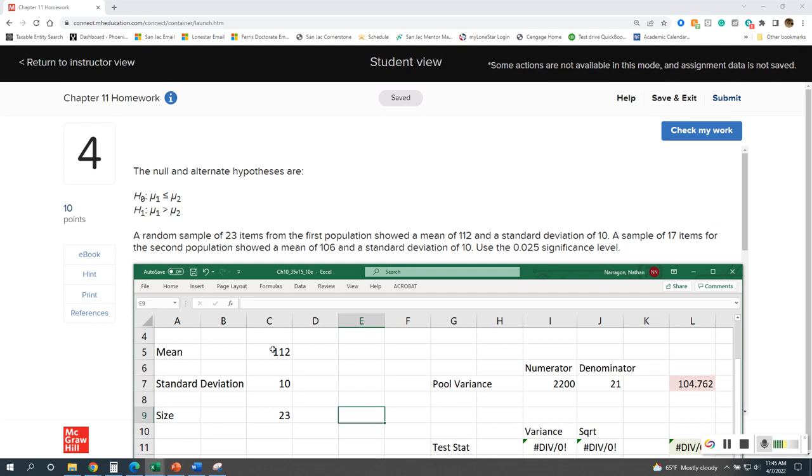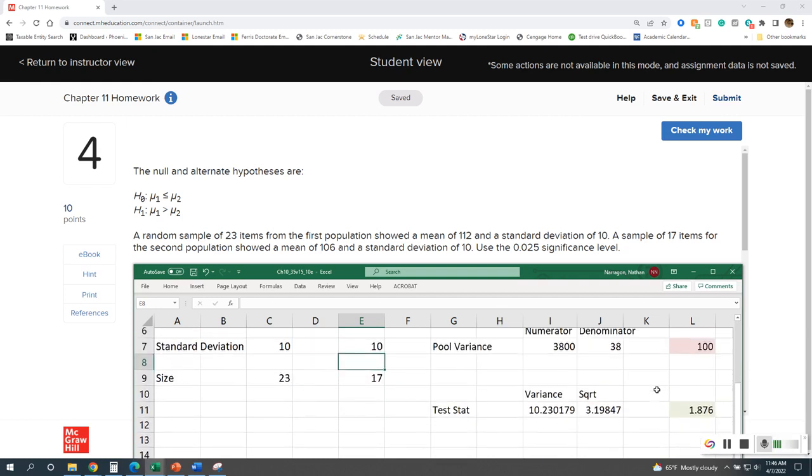And then the second population has a sample of 17 items with a mean of 106 and a standard deviation of 10 as well. Sometimes you get lucky, both of them are the same. But this would be if it's equal. Let's see what changes.